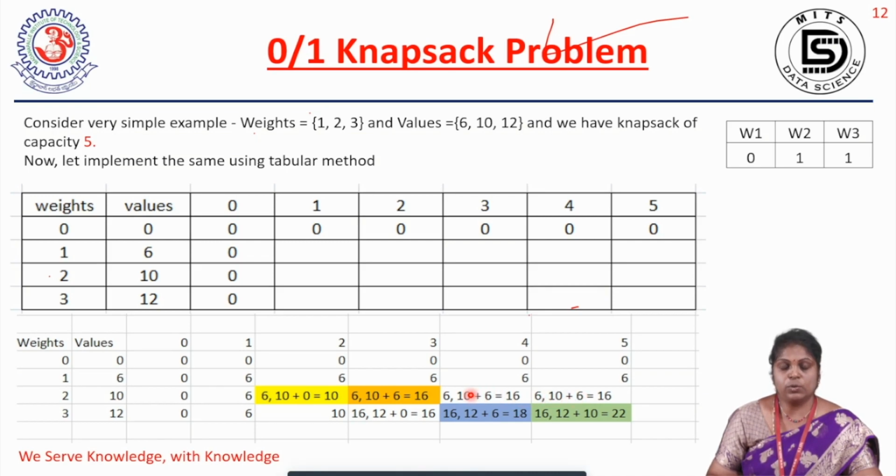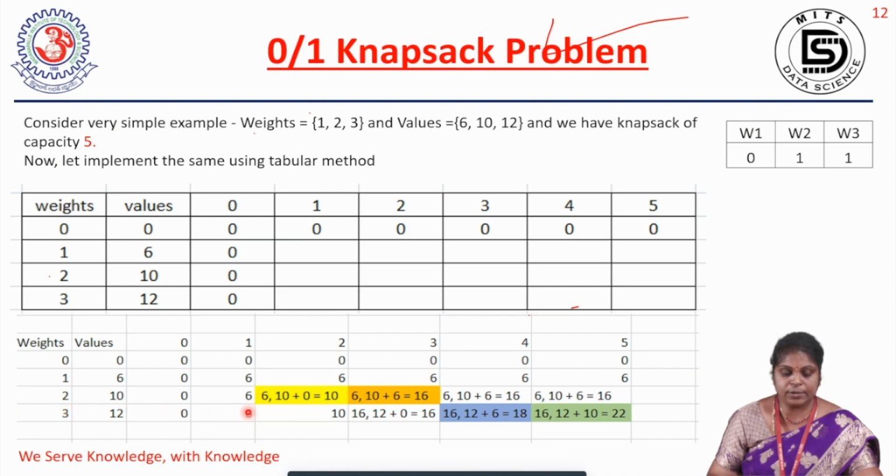Now 2 comma 4. What is the meaning? My bag size is 4 kg, but I have only two items. Two items together weigh 3 kg. So the maximum profit I am earning here is 16. And for 2 comma 5, the bag size is 5, but I have only two items. I can put them together, so the profit is only 16. Now go to the third row.